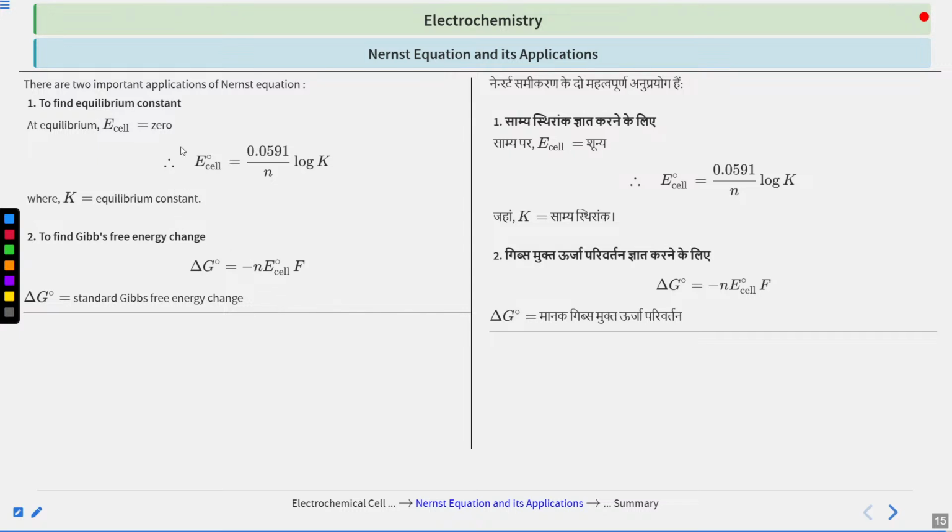Now, what will happen if you have to calculate your E cell and it is not at equilibrium? Then E cell equals E naught cell minus RT by nF ln Q. Clear? If you just put in the values of RT by F, you will get the value 0.0591 in the case of 25 degrees Celsius. So this was for the theory session.